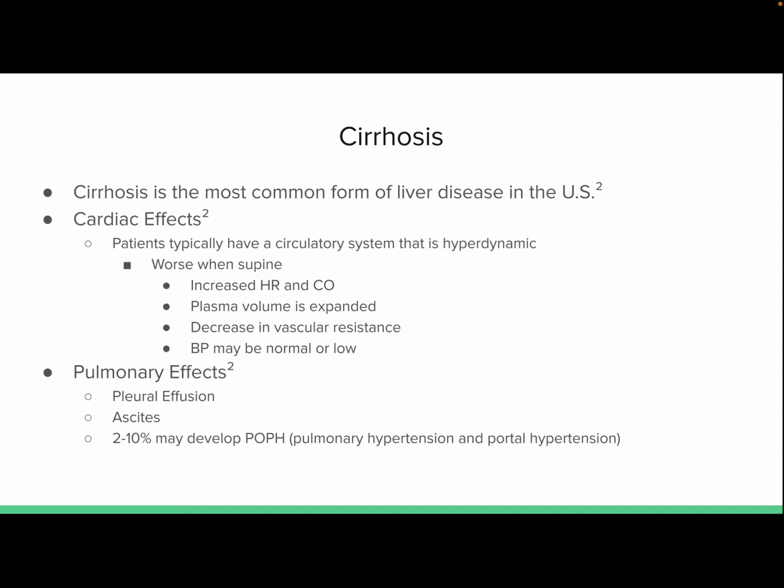Cirrhosis is the most common form of liver disease in the U.S., and some of the cardiac effects are that patients typically have a circulatory system that is hyperdynamic. It typically is worse when in supine, causing an increase in heart rate and cardiac output. Plasma volume is expanded. There's a decrease in vascular resistance, and their blood pressure may be normal or it may be low.